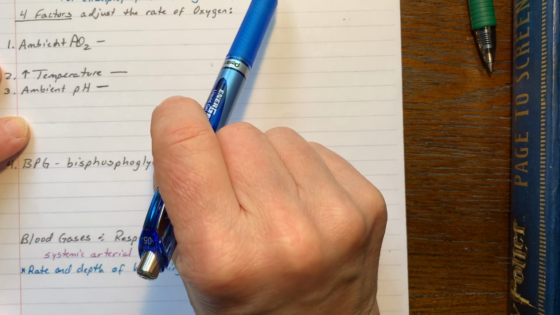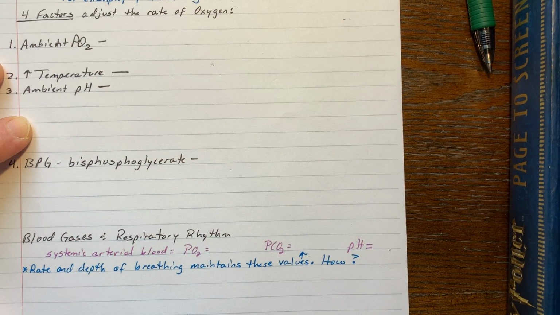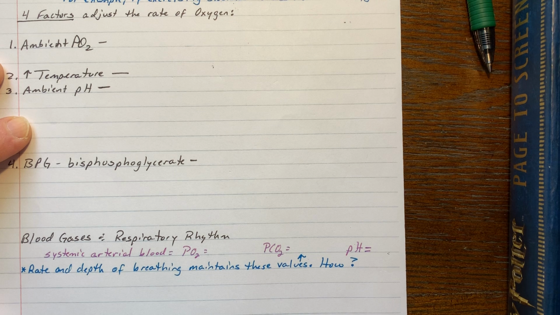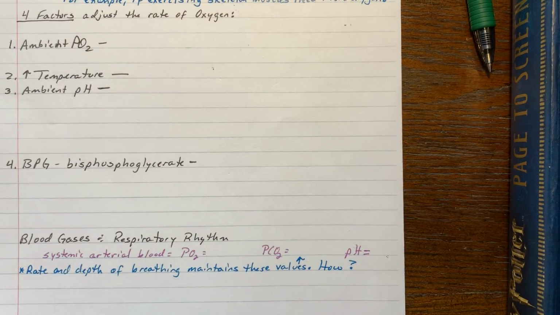Adjustment to metabolic needs of individual tissues. Think about it. You're just sitting there. But if I ask you to get up and run sprints for 20 minutes, then your muscles obviously are going to need a lot more oxygen. So exercising will cause the skeletal muscles to have a need for more oxygen. So what does this mean? What are the 4 factors that adjust the rate of oxygen? So first of all, it's the pressure of oxygen, the ambient.